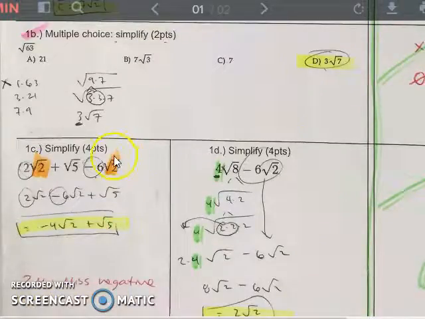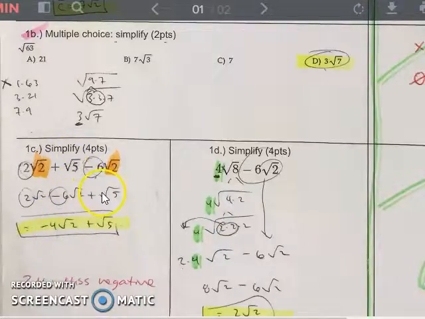Question 1C. It says to simplify. In orange, I've highlighted those that are like terms. They're like terms because there's a radical 2 and there's also a radical 2. Radical 5 is not a like term because it's a different radicand or different number there. Here, because I have addition and subtraction, I'm just going to add the numbers in front, the coefficients. So 2 and a negative 6, that is a negative 4. Negative 4 radical 2.